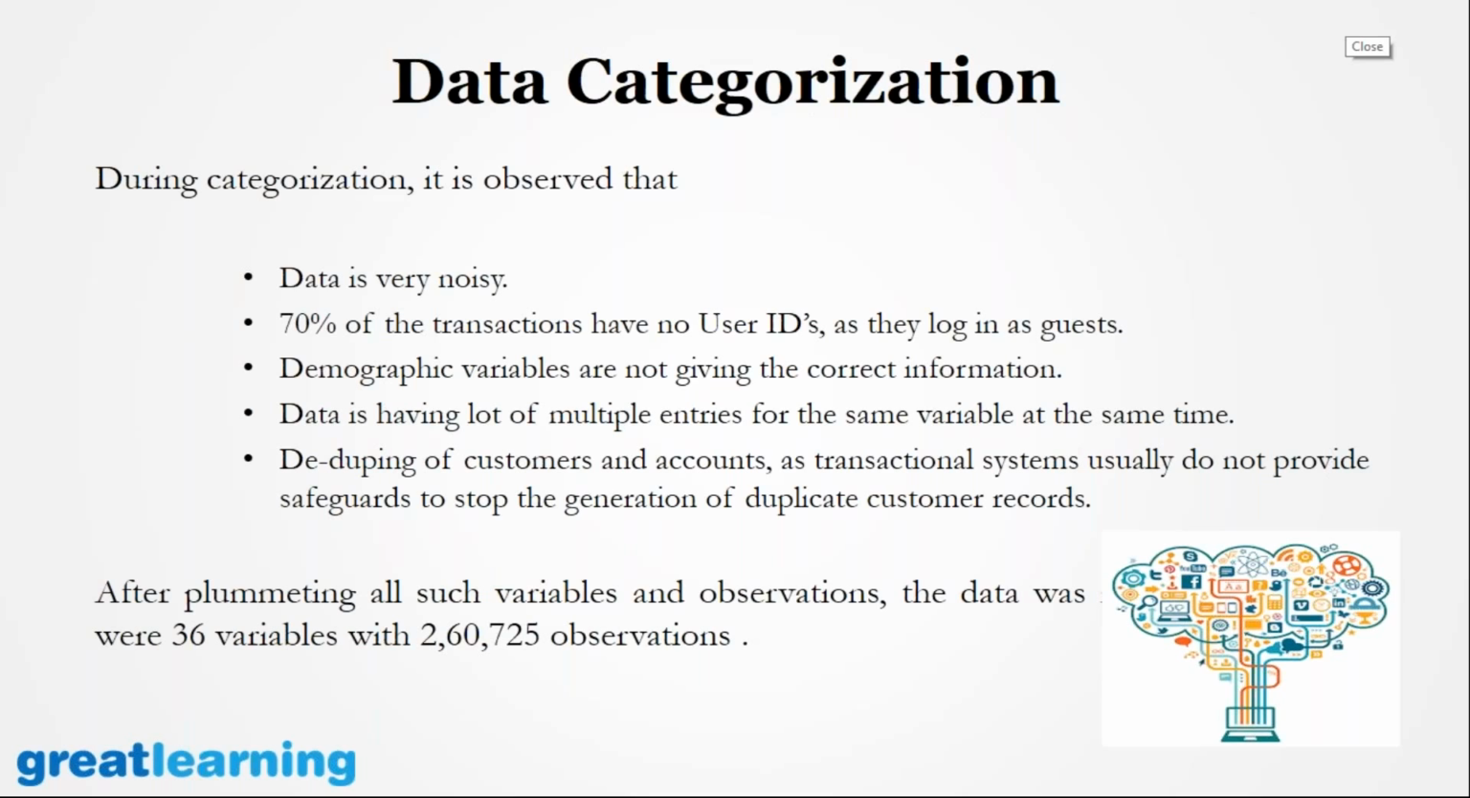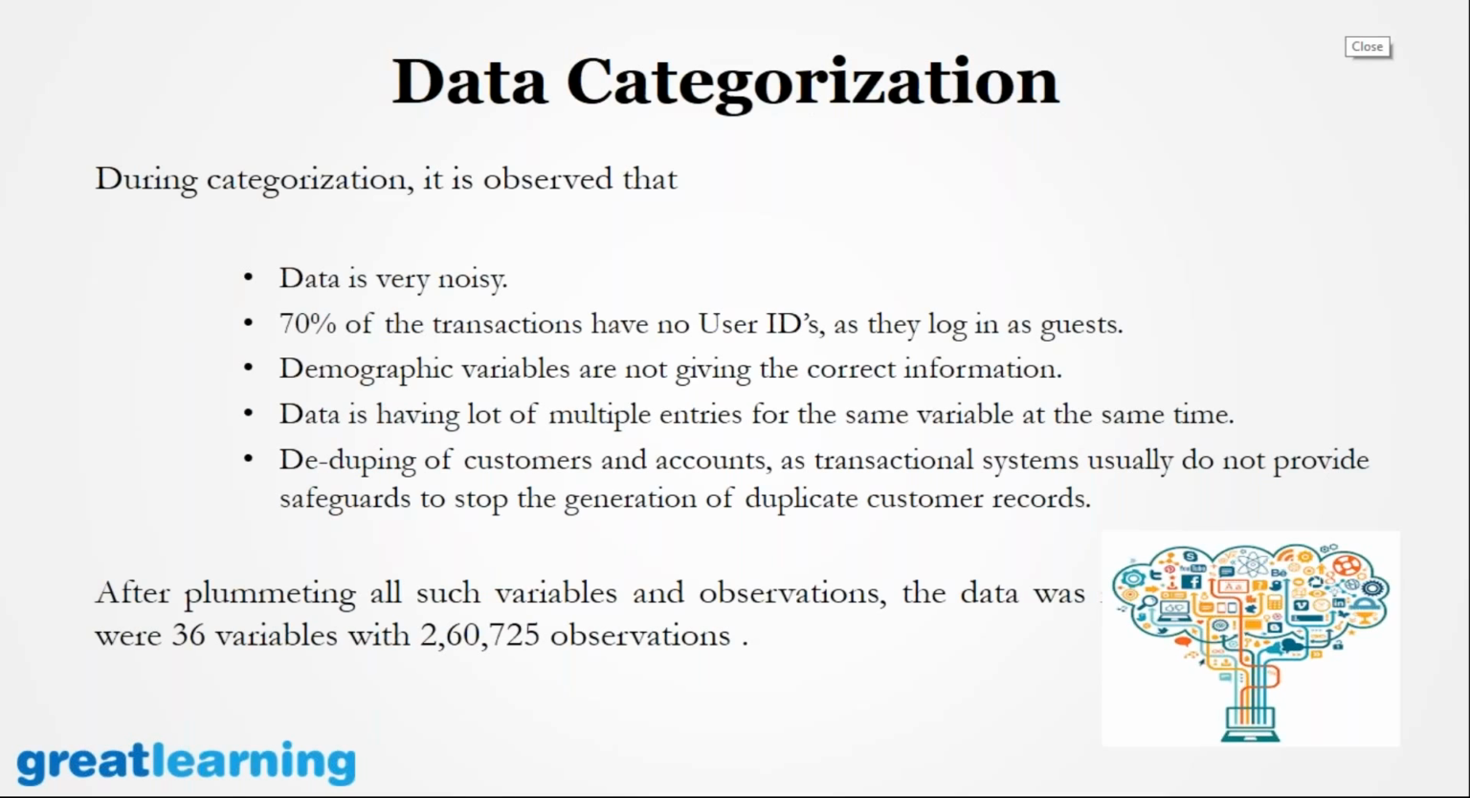So our target population was the users who are registered on the website and have a unique user ID. Another observation was that demographic variables are not giving correct information. People generally do not give information when asked. They will put their email ID and phone number, but fields like gender and income level are generally not filled in, and those are not mandatory fields either. So we generally do not get data for that.